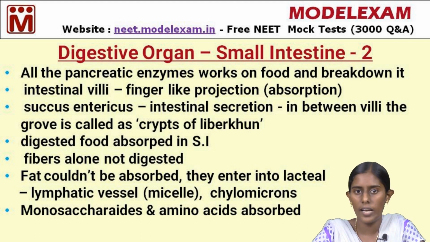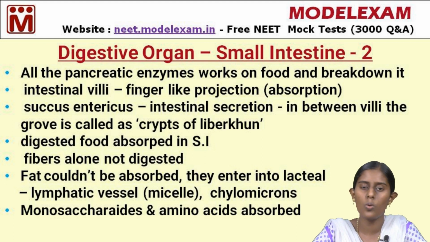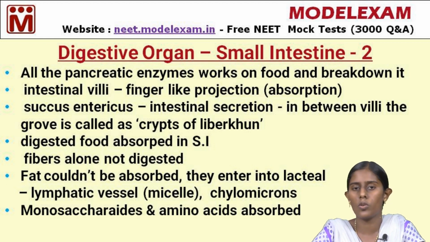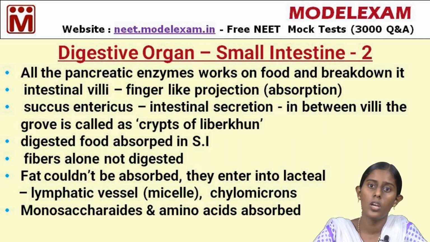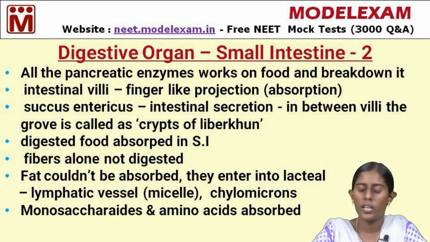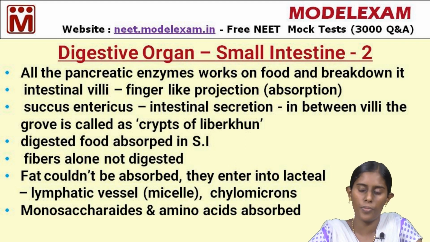The next one is lactose. Lactose means milk sugar. This lactose is broken down into galactose and glucose molecules. So what are the final products? Maltose gives purely glucose. Sucrose gives fructose plus glucose. So glucose, fructose and galactose are the final monosaccharides formed in our digestive system.